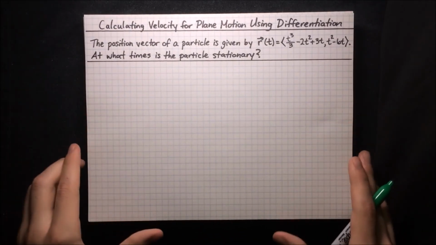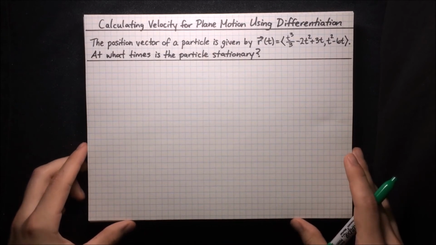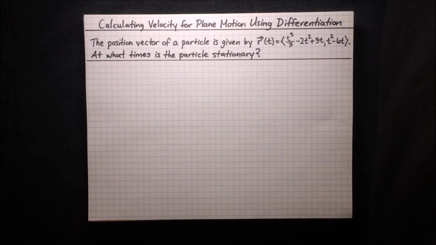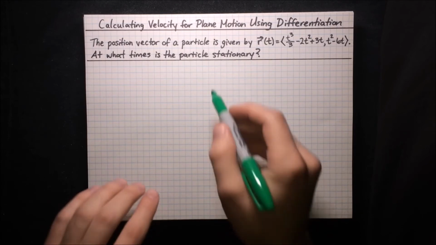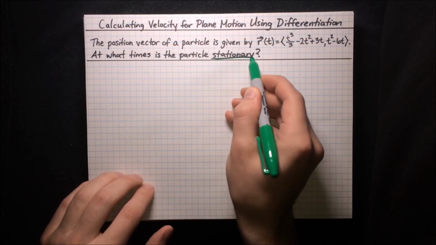Next question. The position vector of a particle is given by this vector r of t, which has as its first component t cubed over 3 minus 2t squared plus 3t, and as the second component t squared minus 6t. We want to figure out at what times the particle is stationary. So let's talk about what that means. What does it mean for the particle to be stationary?